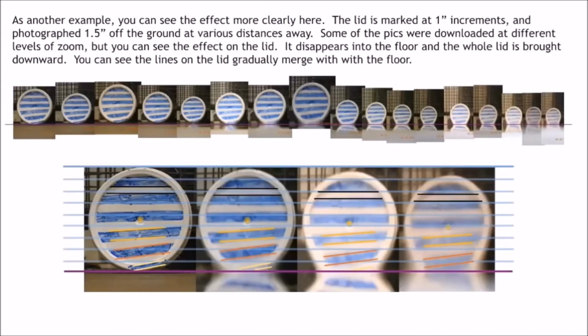As another example, you can see the effect more clearly here. The lid is marked at 1 inch increments, and it is photographed 1.5 inches off the ground at various distances away. Some of the pics were downloaded at different levels of zoom, but you can see the effect on the lid. It disappears into the floor and the whole lid is brought downward. You can see the lines on the lid gradually merge with the floor, and I've outlined those markings and placed them against the purple line. You can see that you start to lose them all sequentially with greater distance.